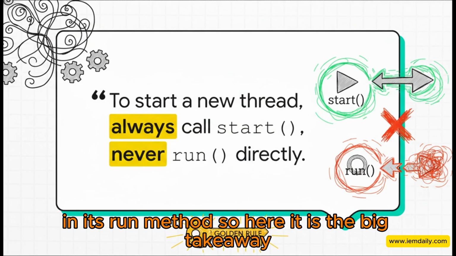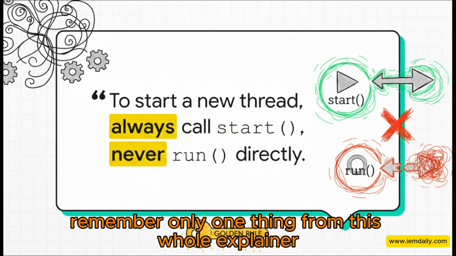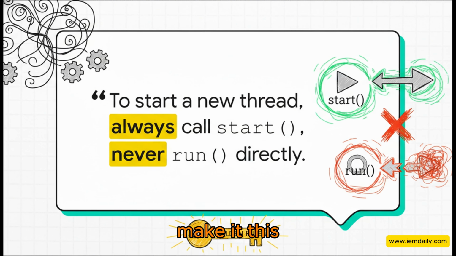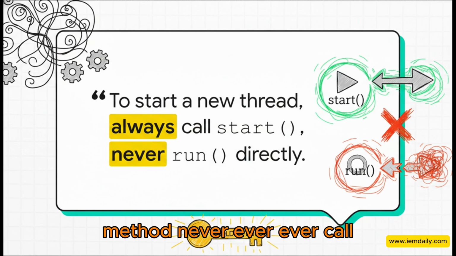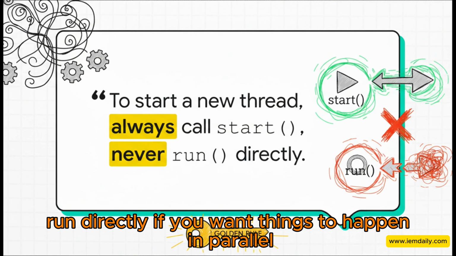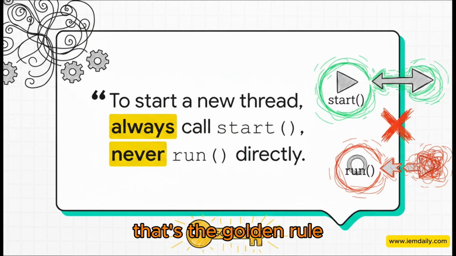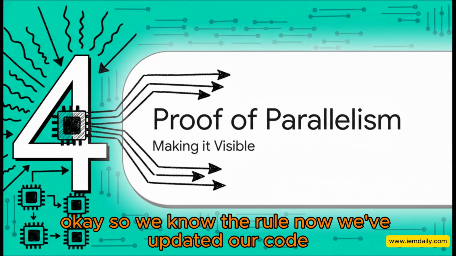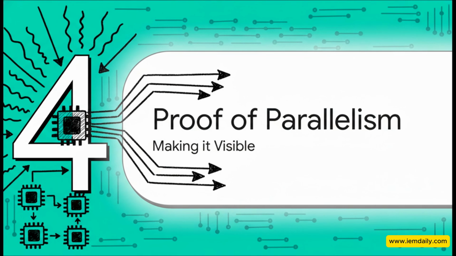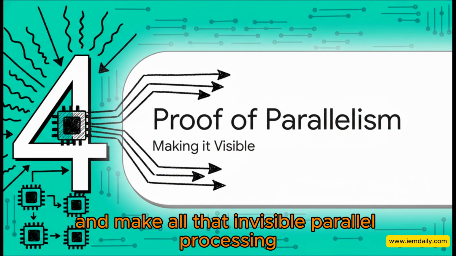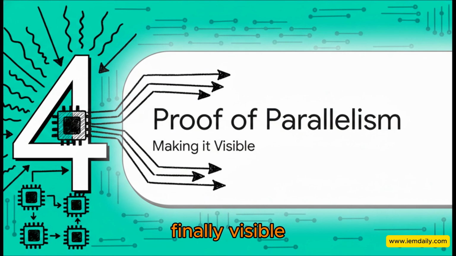So here it is, the big takeaway. If you remember only one thing from this whole explainer, make it this. To start a new thread, you must always call the start method. Never, ever, ever call run directly if you want things to happen in parallel. That's the golden rule. Okay, so we know the rule now. We've updated our code, we're calling start. Now it's time for the payoff. Let's go find the proof and make all that invisible parallel processing finally visible.